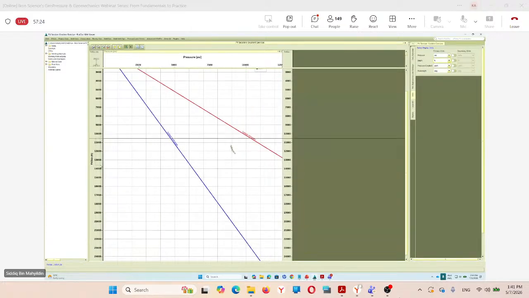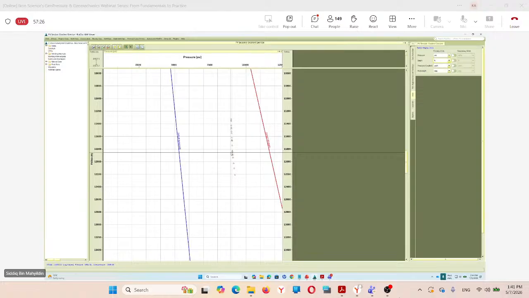I want to take a look at this data over here. For this data, I want to create some gradient. Should be up to 11, something like that. So we can see quickly that we might have one gradient over here and another gradient over here, so that we can decide where is the free water level for the oil water contact. So I can just create an inclusive polygon.